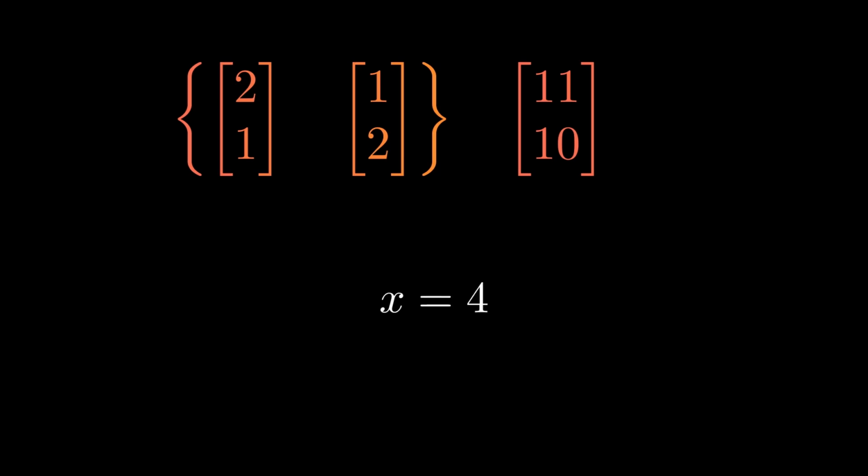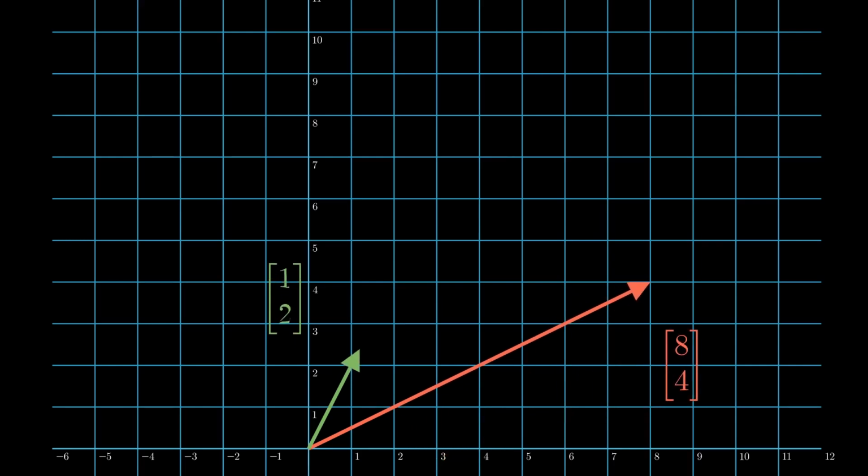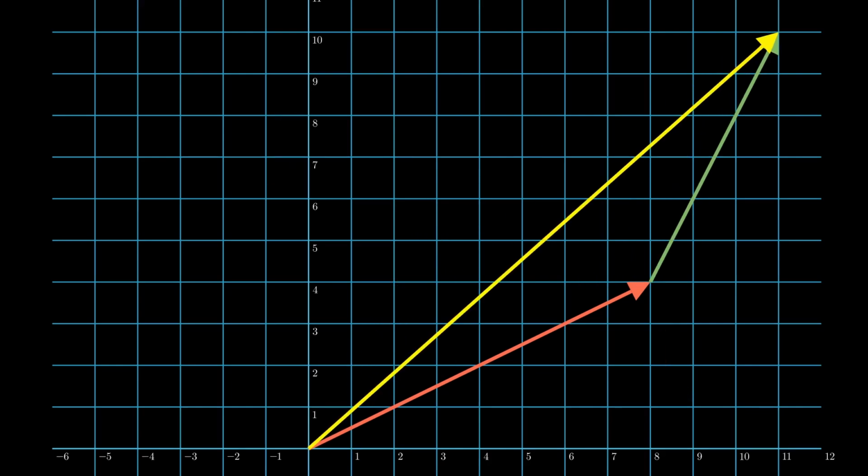So what this means is that we need to multiply the first vector by 4 and the second vector by 3, and then add them to get 11, 10. Let's verify this graphically. So here's our vector 2, 1 and 1, 2. We scale them up by 4 and 3 respectively and do a vector addition. The resulting vector is indeed 11, 10.